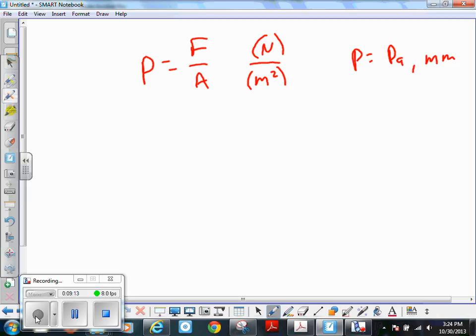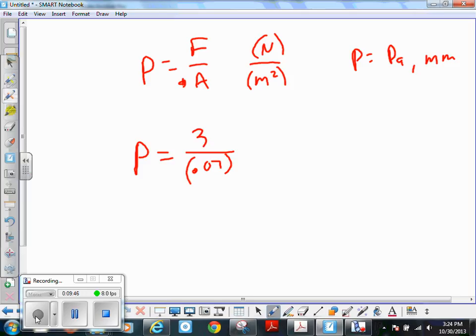So number 1 says a book is sitting on a desk. The area of contact between the book and the desk is 0.7 meters squared. Okay? So we're looking for the pressure. So the 0.7 meters is the area, right? Or the 0.07. So 0.07 is the number you put in for area. The book weighs 37 newtons. Yeah, so 37 newtons is how much force the book is applying to the table.